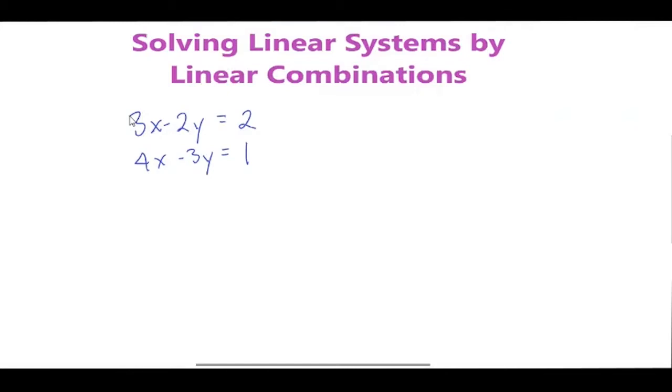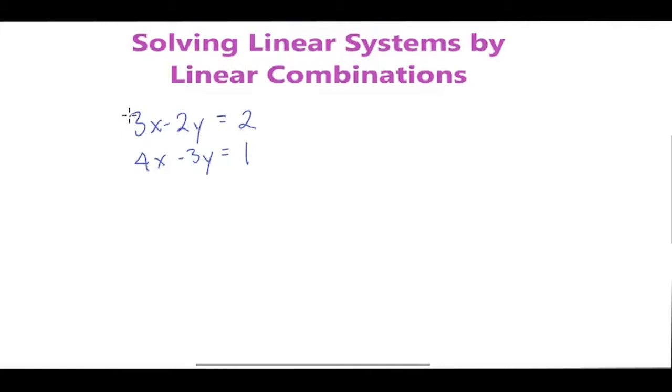Hello again. Today we're going to be solving linear systems by linear combinations. So if you've seen some of my other linear combinations videos, you'll know that I like to look for opposites so that we can eliminate one of the variables. So I see here I have a 3x and a 4x. Well, those aren't opposites. And I have a negative 2y and a negative 3y. Well, those aren't opposites either.